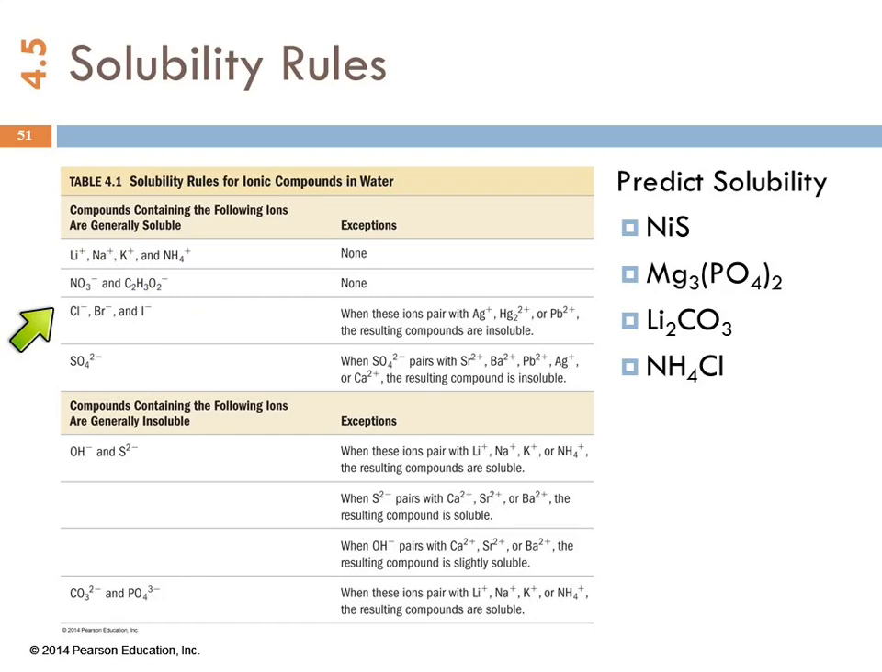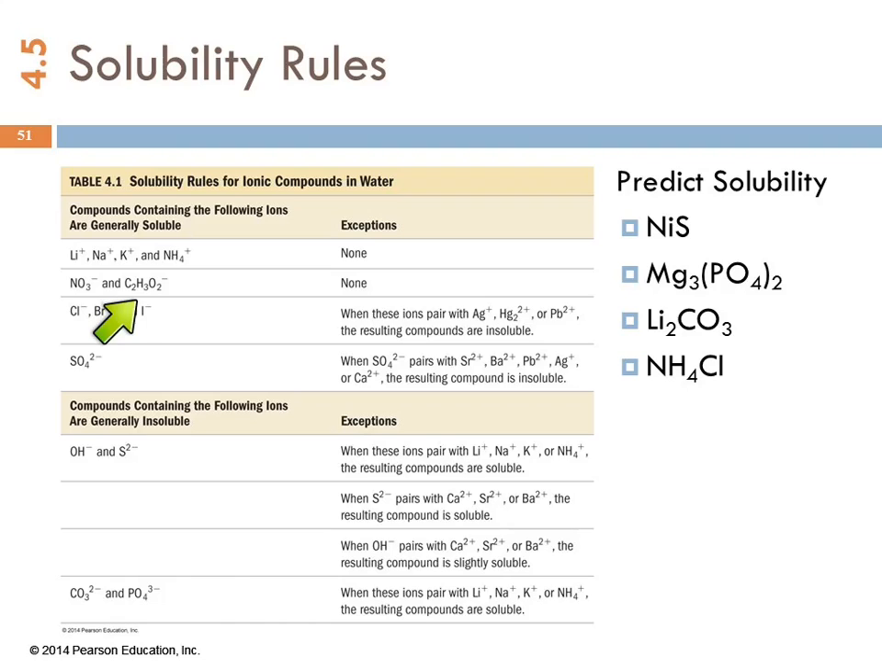At the top of the table are compounds that are generally soluble. If the compound contains these ions, they are usually soluble. And then on the right side, we list exceptions. So if it contains lithium, sodium, potassium, or ammonium, the compound is soluble. There aren't any exceptions. What do lithium, sodium, and potassium have in common? They're in the same group. They're in group 1. Those are the alkali metals. Alkali metals tend to be soluble.